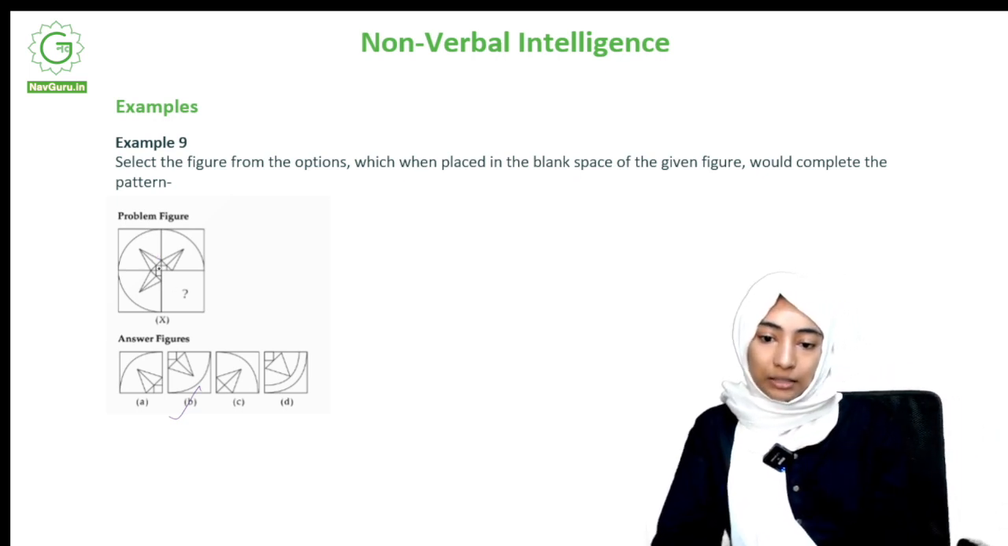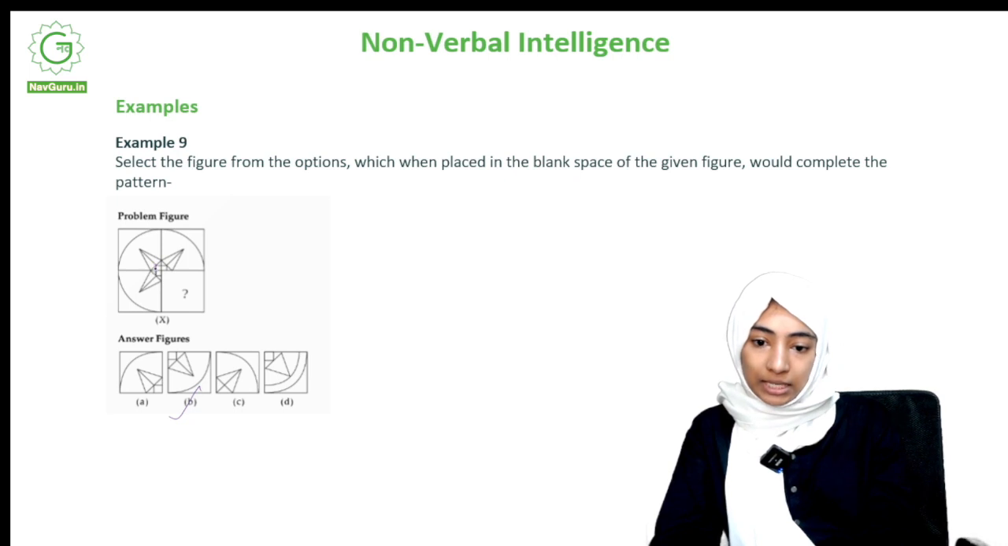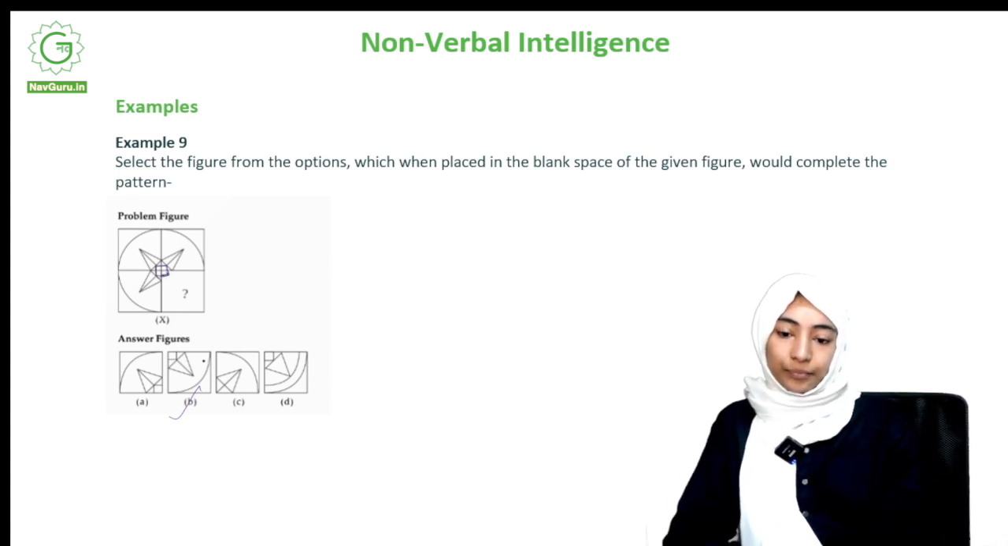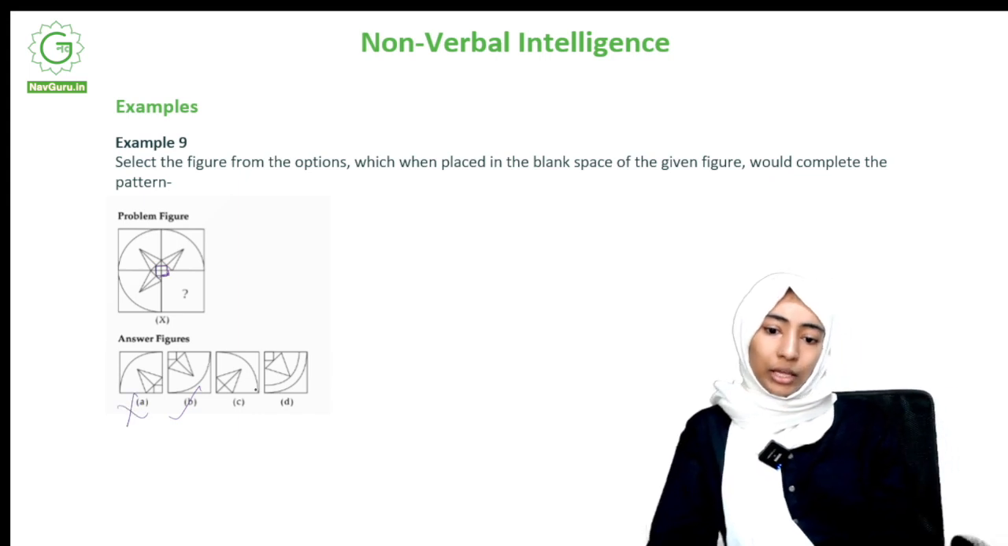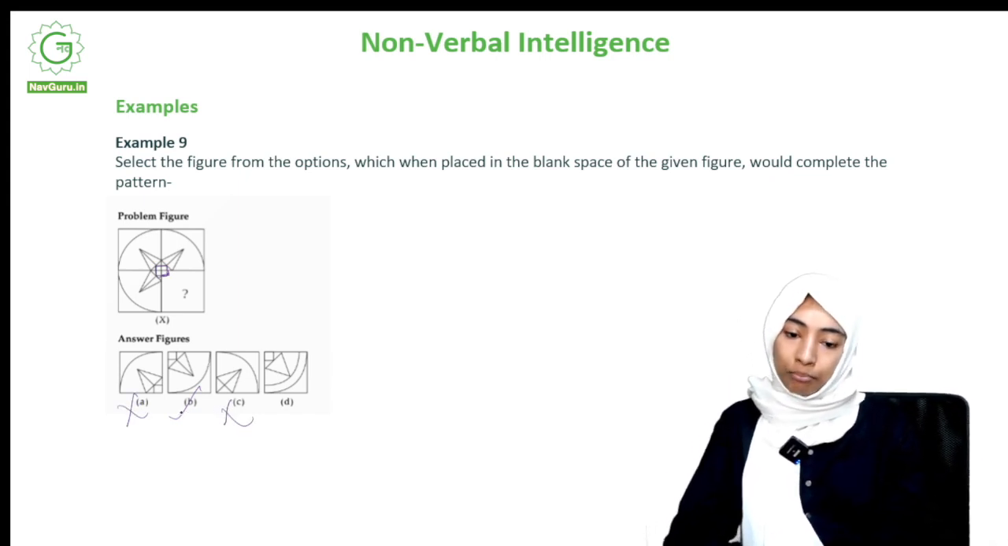So basically here, you have a square-like figure, right? In order to complete this, here also you need to have this part. Something like this has to be there. You don't have it here, so not A. You don't have it here, so not C. It has to be B or D.